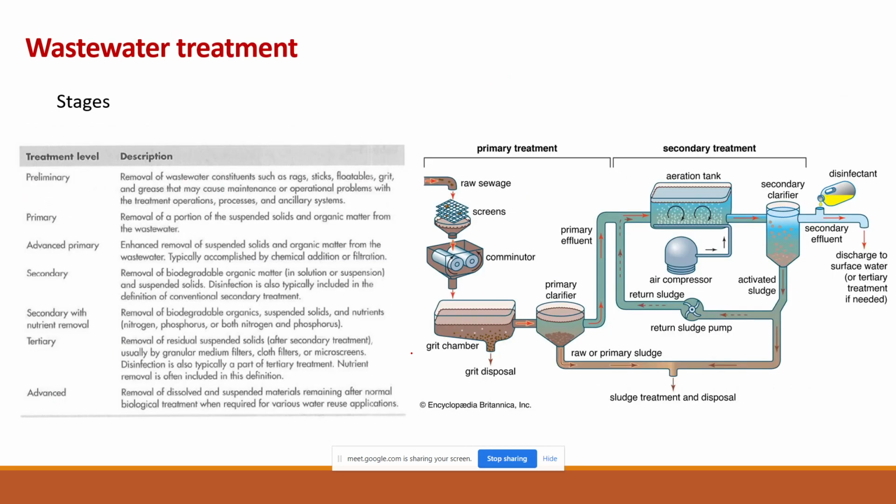So after characteristics, we come to the stages. As we discussed, there are different stages. Now see, these stages can be classified in different ways in different textbooks or resources. Some have preliminary, primary, then advanced primary, secondary, tertiary, like this. But others will have just primary, secondary, tertiary. Then after tertiary, some will also give you a quaternary stage or an advanced stage. So there is different classification.